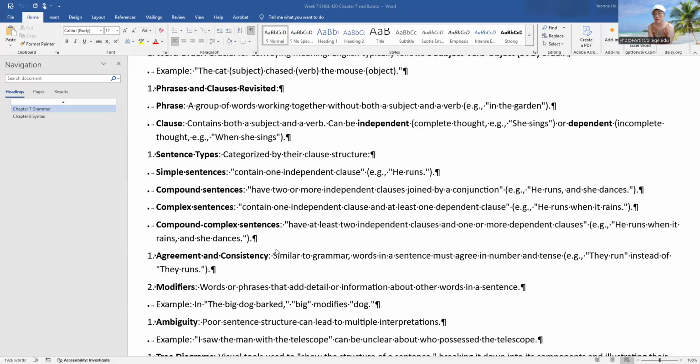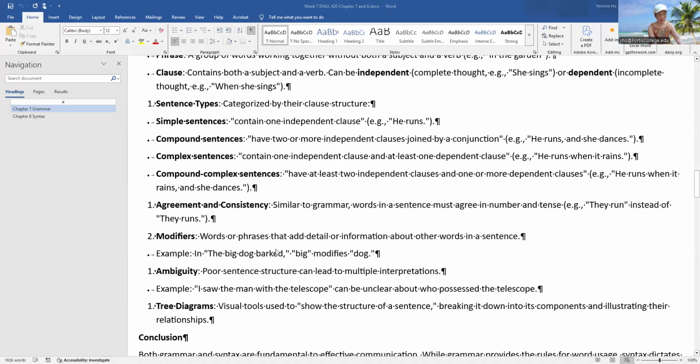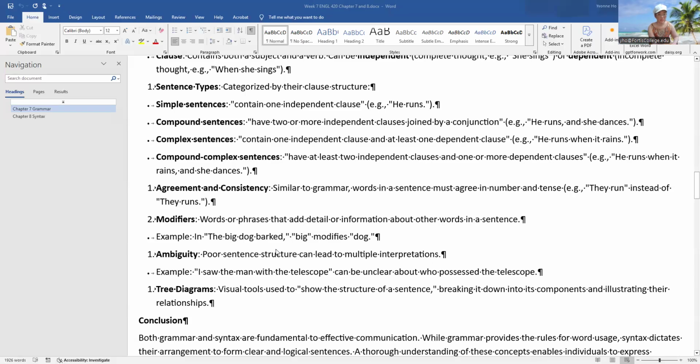And so he runs is the independent clause. When it rains is the dependent clause. Compound complex sentences have at least two independent clauses and one or more dependent clauses. He runs when it rains and she dances. Agreement and consistency. Similar to grammar, words in a sentence must agree in number and tense. Modifiers, words or phrases that add detail or information about other words in a sentence.